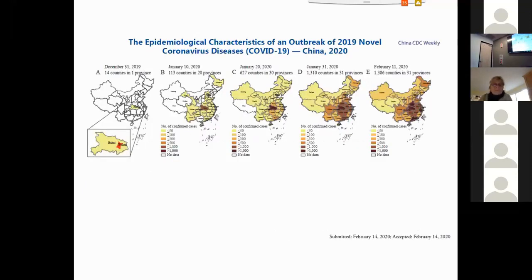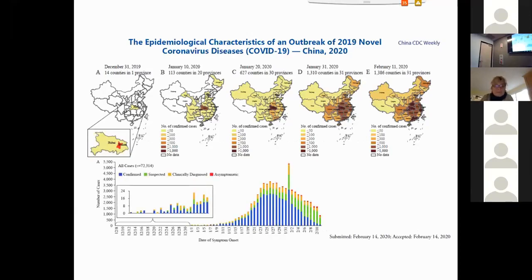This just shows you an overview of the timeline of the outbreak in China using the maps. So you can see on December 31st, it was really restricted to Hubei province. By January 10th, it was in 113 counties and 20 provinces. By the 20th, 627 counties and 30 provinces. By the 31st, over 1,000 counties and 31 provinces. And then by the 11th, throughout the country, 1,386 counties and 31 provinces.